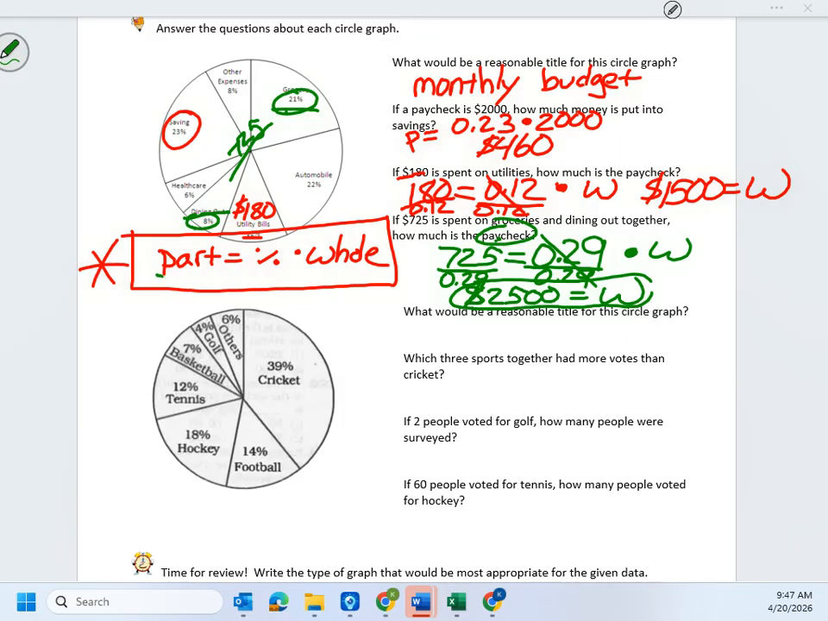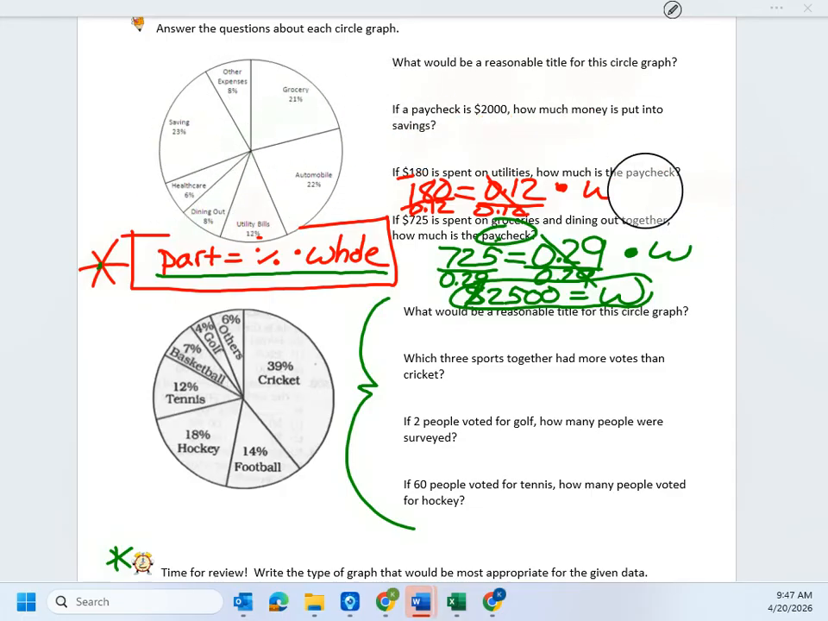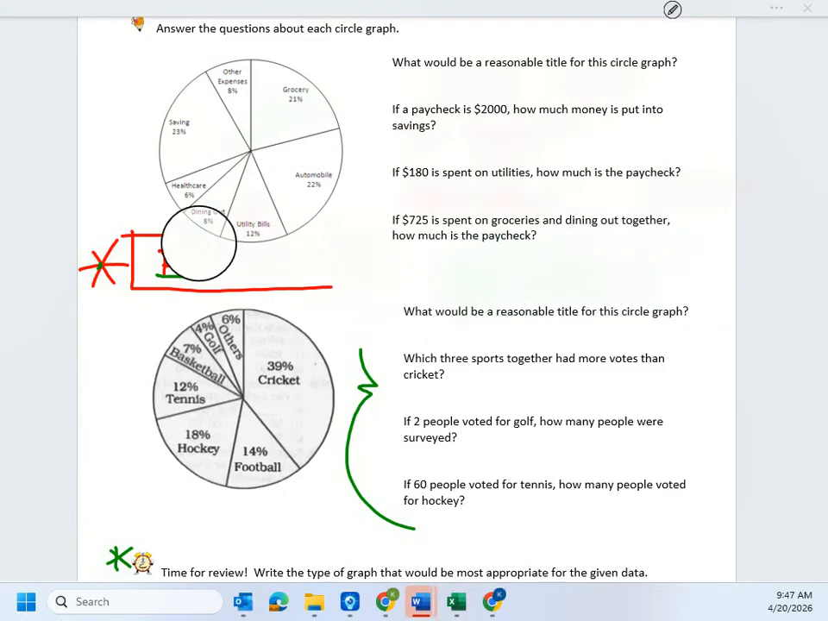So we use the same equation, we fill in what we know, solve for what we don't know. You are going to do the bottom graph questions by yourself using this equation. Then you're going to do your time for review. We are filling in what these different things have to do with our graphs. So let's look at that time for review. We're going to look for keywords.